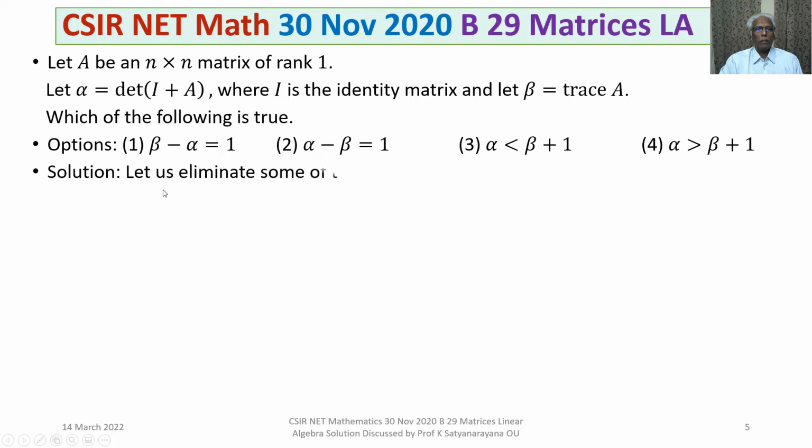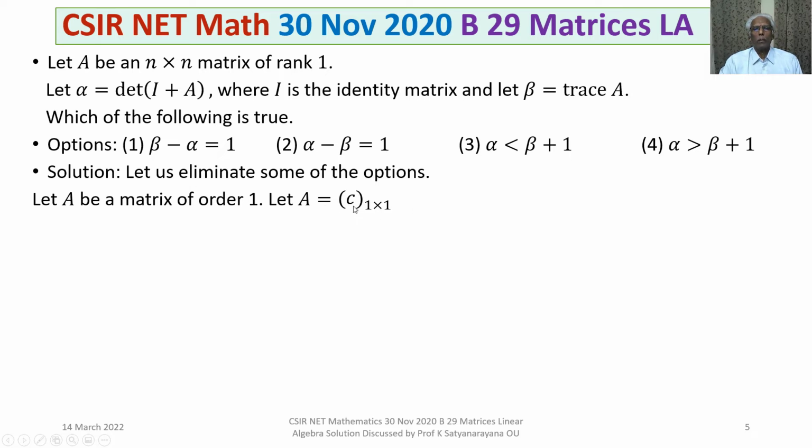Now, let us eliminate some of the options by giving a counter example. Let A be a matrix of order 1. Let capital A be a 1 by 1 matrix whose entry is C. Here C is not equal to 0 because the rank of A is equal to 1.